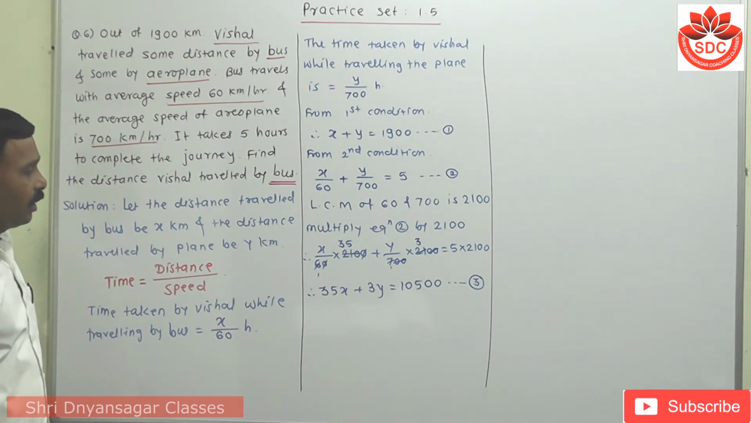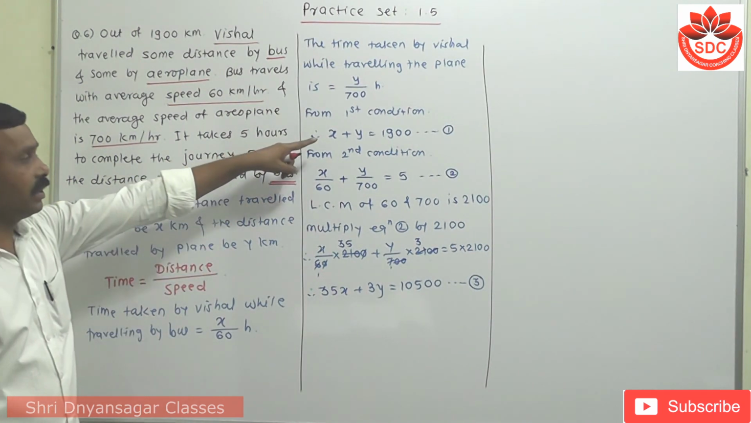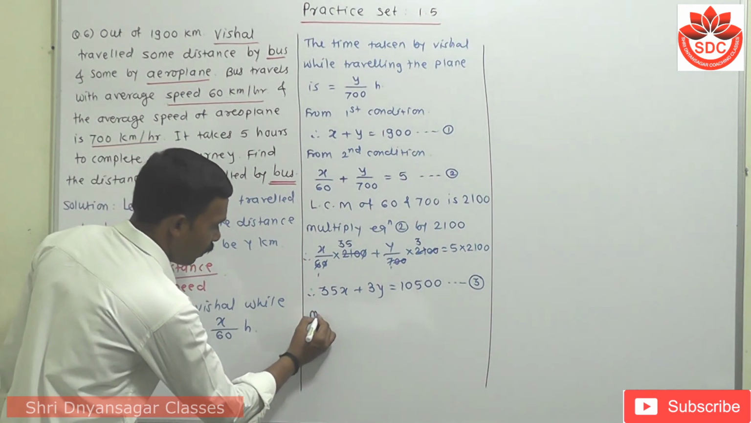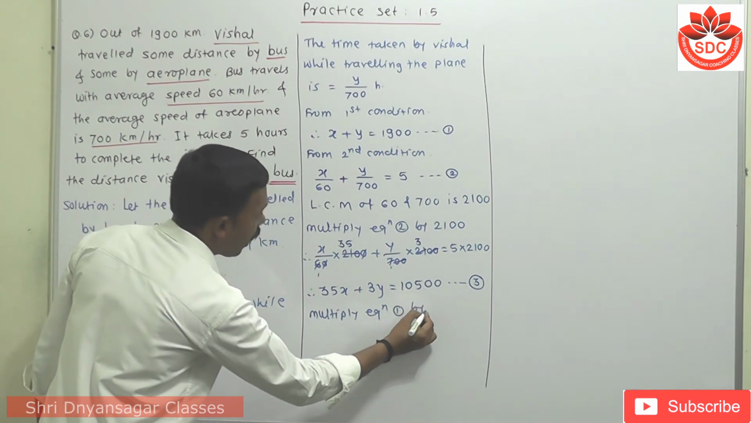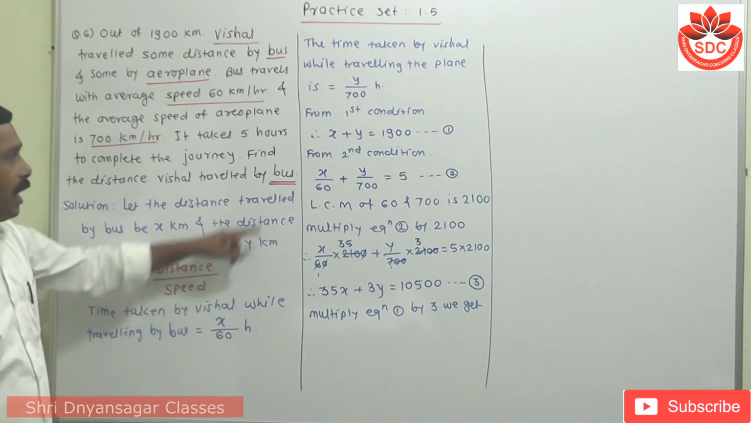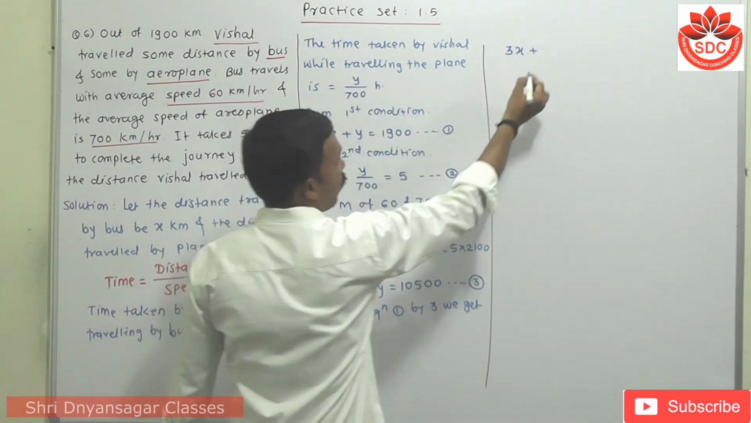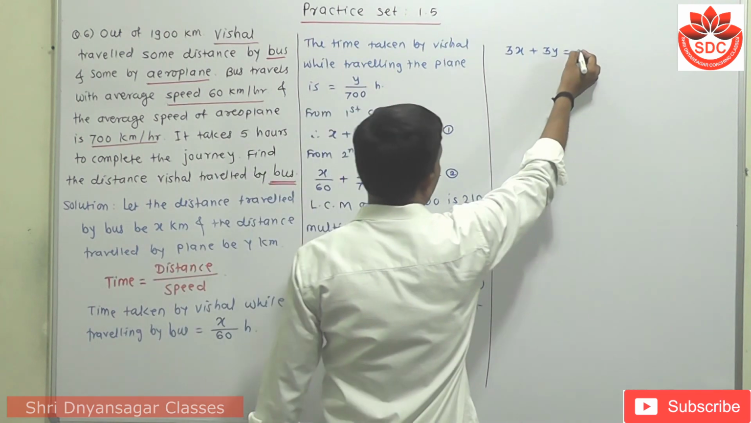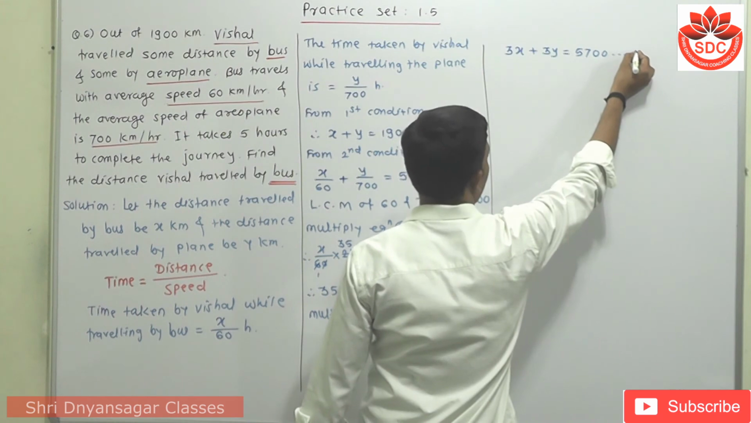Now observe equation first and third. If we multiply equation first by 3, then we get 3x plus 3y is equal to 19 3s are 57, and these two 0s as it is, so 5,700. Suppose this is equation number 4.